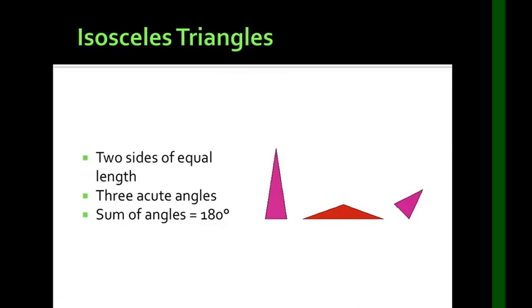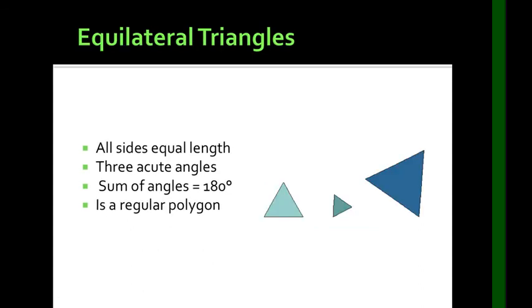Isosceles triangle. When we say isosceles, it has two sides of equal length, three acute angles, and the sum of the angles is 180. So an isosceles triangle has two sides that are equal, and the third can be unequal to the other two. Okay? That is called isosceles.